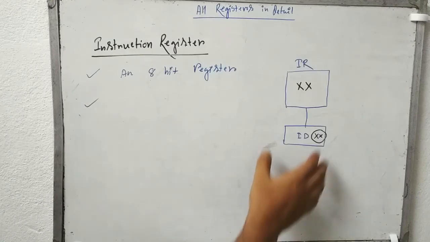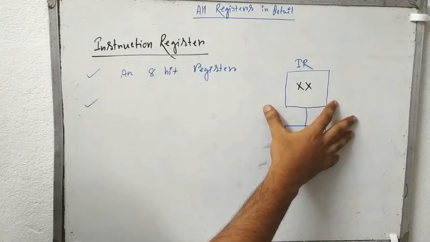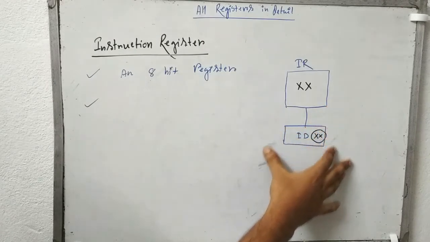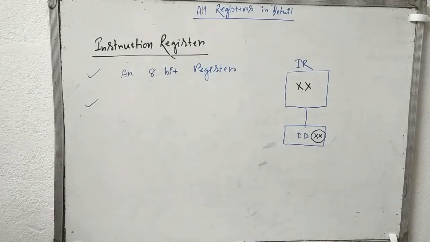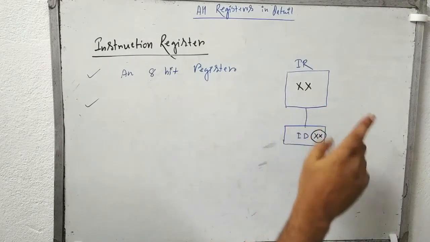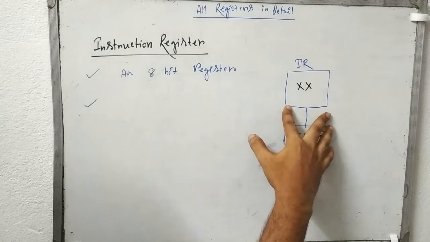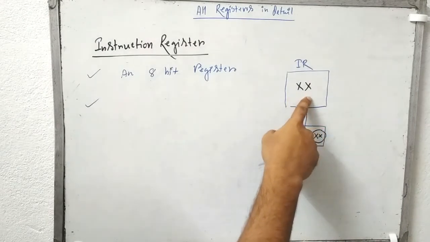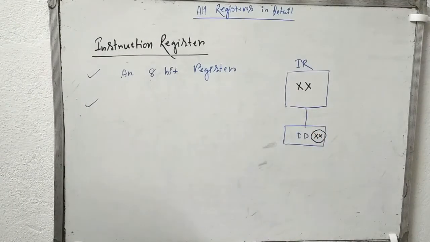So the use of the instruction register: why is it called the instruction register? Because all the instructions, before decoding, are stored by the instruction register. So this is the register where the instruction will be stored.